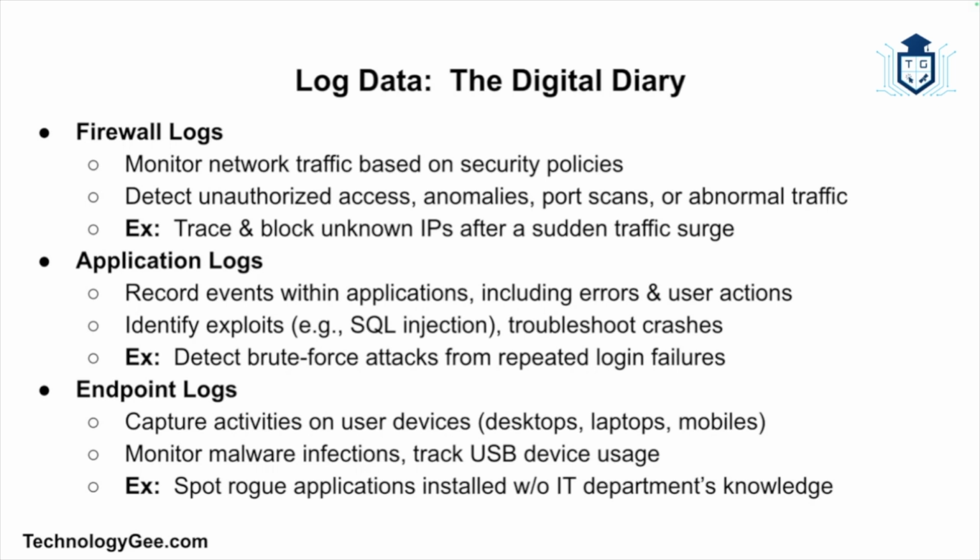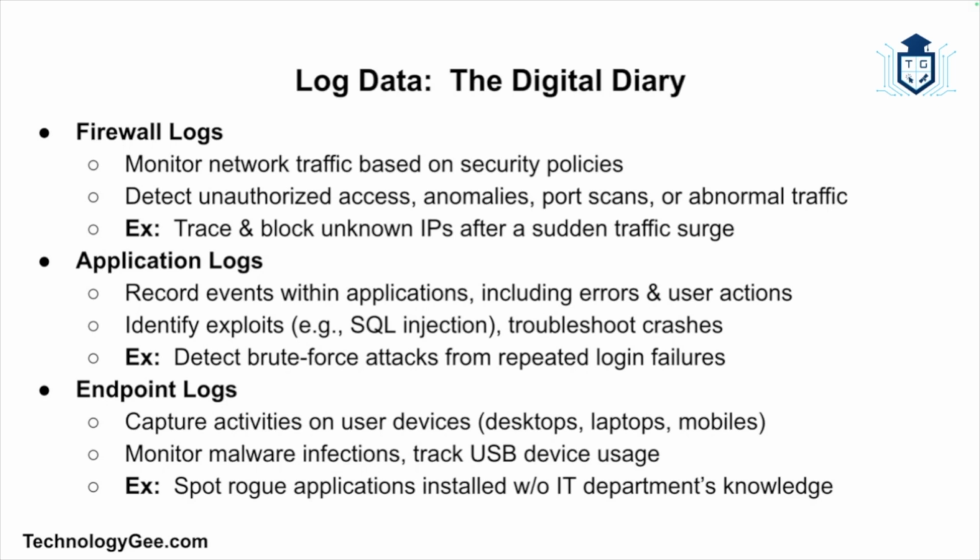First type is called a firewall log. The purpose of a firewall log is to track network traffic allowed or blocked based on your security policies. The insights they offer: they identify unauthorized access attempts, they monitor anomalies such as repeated failed connection attempts, and they detect port scans for abnormal traffic patterns. As an example, if there's a sudden surge of traffic from an unknown IP, the firewall log helps you trace and block it.